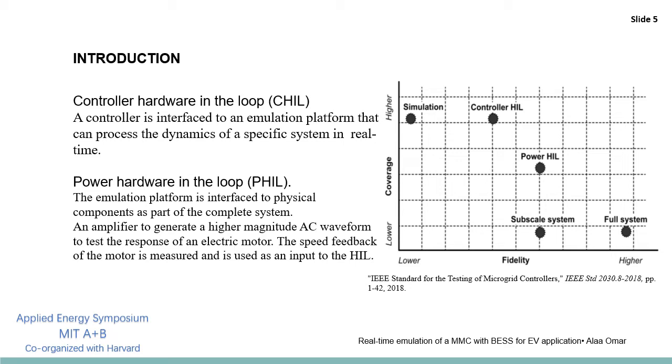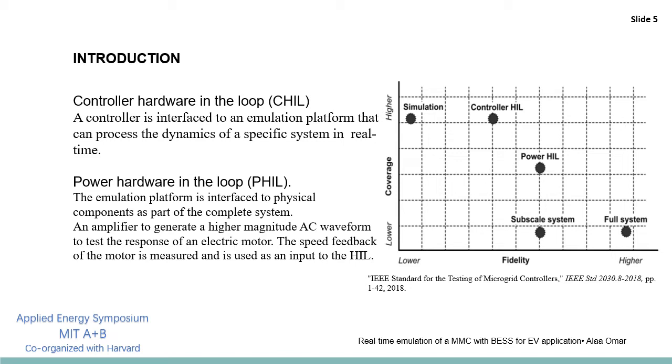In the controller hardware in the loop, we have a controller that is interfaced to an emulation platform, and the emulation platform can process the dynamics of a specific electrical system in real time. That's called controller hardware in the loop. The real-time feature is very important because it can then be extended to implement what is called power hardware in the loop. In the power hardware in the loop, the emulation platform can interface a physical component of the system, such as a motor.